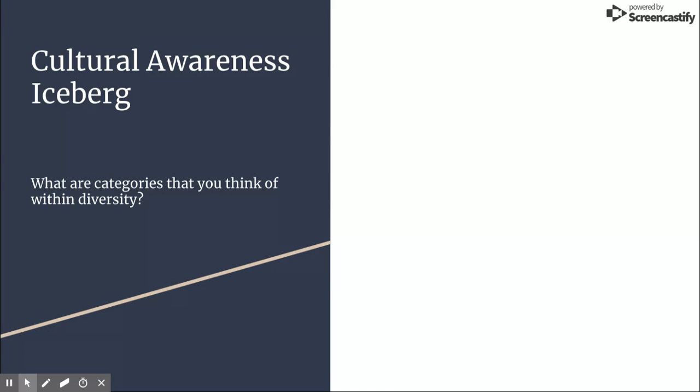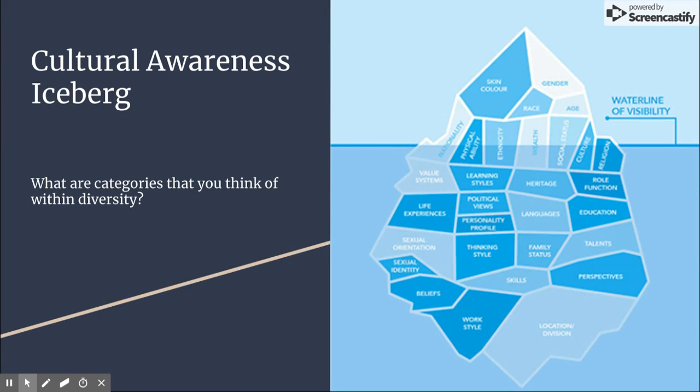And chances are the majority of the things that they put down are categories that are visible, that you can see easily. And so then we're going to show this picture of the iceberg and talk about how, while everything that they wrote down is completely accurate and true, there's also so much more below the surface of what we can see that plays into our diverse students. And so when we consider how to teach students who are diverse, or just students in general, we need to be aware of not just the things that we can see, but also the things that we can't see.